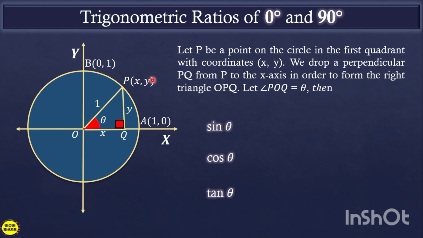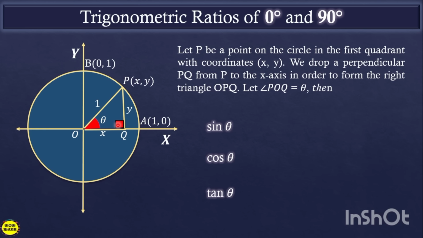Now, let us drop a perpendicular PQ from P. So, ito po yung PQ natin. Okay, gawa daw po tayo ng perpendicular line from P. So, paano mo malalaman na perpendicular? Magpo-form siya ng right angle ngayon. So, we now have, since meron tayong right angle, ibig sabihin, meron tayong right triangle. Okay? So, from P to the x-axis in order to form the right triangle, OPQ. So, this is our right triangle. Now, we already consider this as right triangle kasi nga po perpendicular, nag-form siya ng right angle.